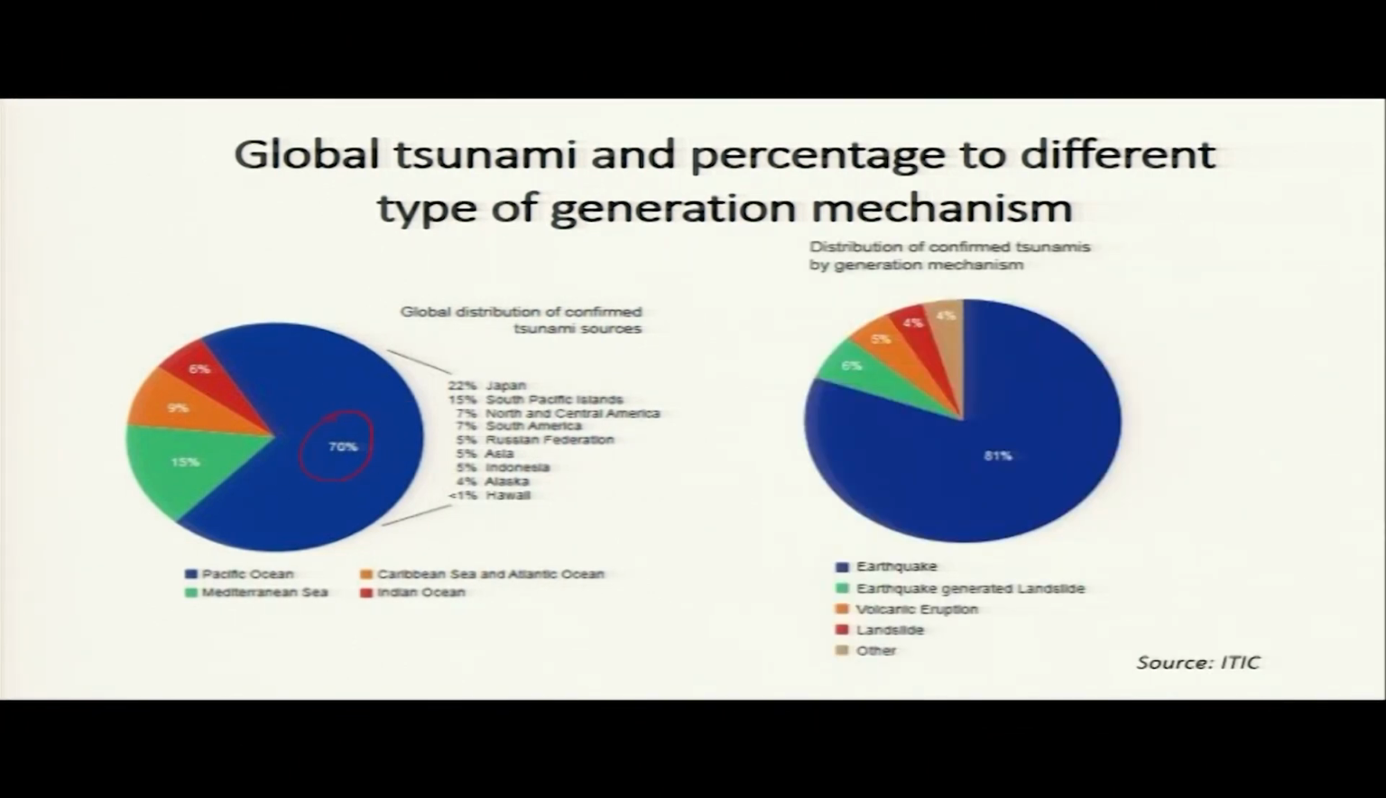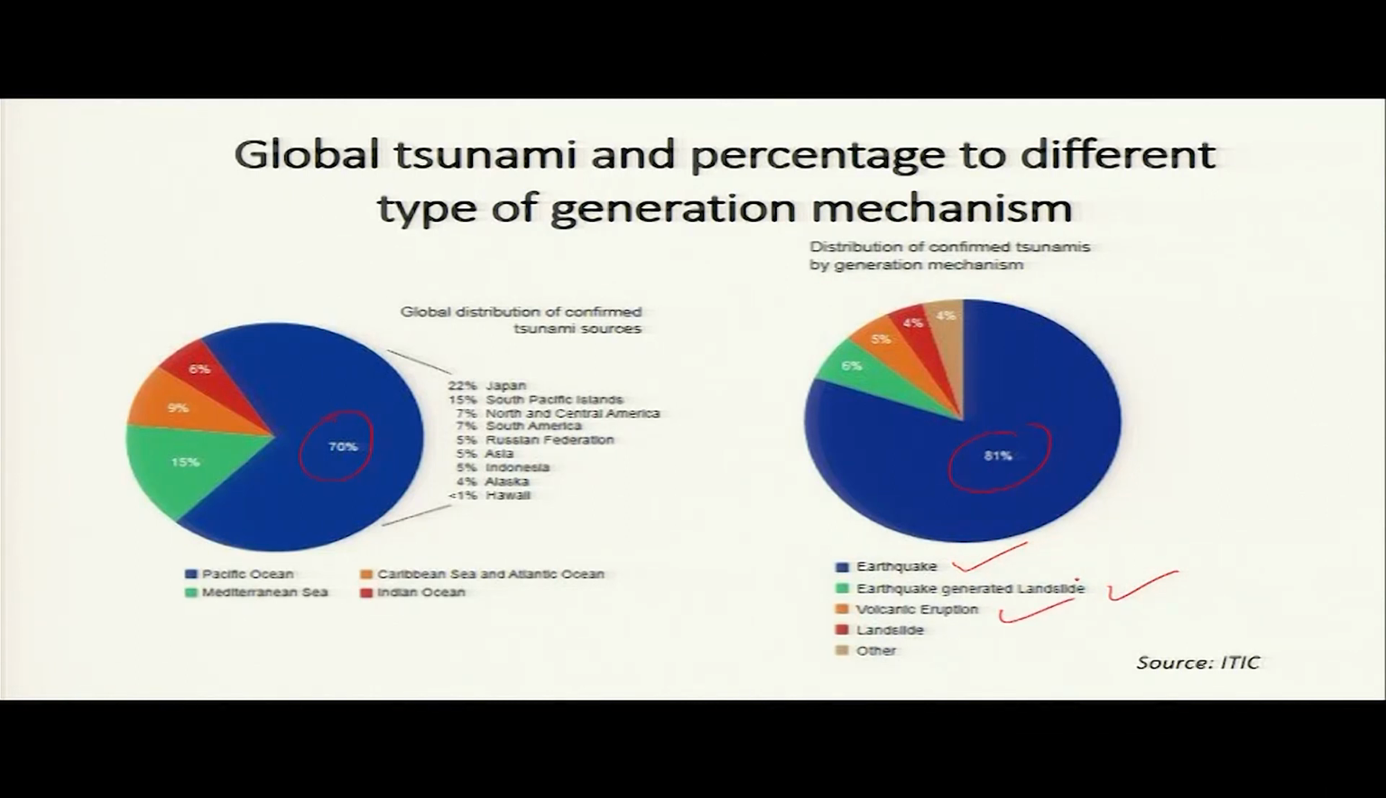Now, here is the diagram. You can see the mechanisms from which tsunamis can be generated, and most of them are caused by earthquakes. 81% of tsunamis are generated by earthquakes. Then 6% is constituted by earthquake-generated landslides, and 5% is by volcanic eruptions.